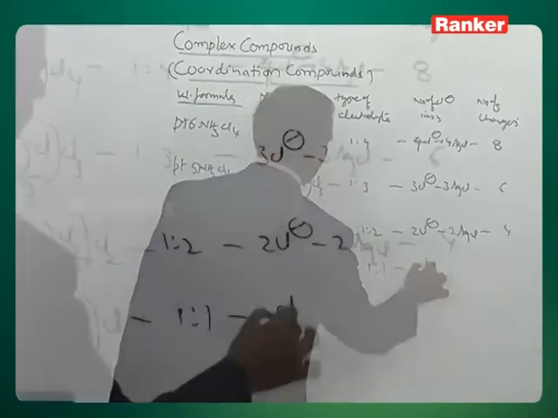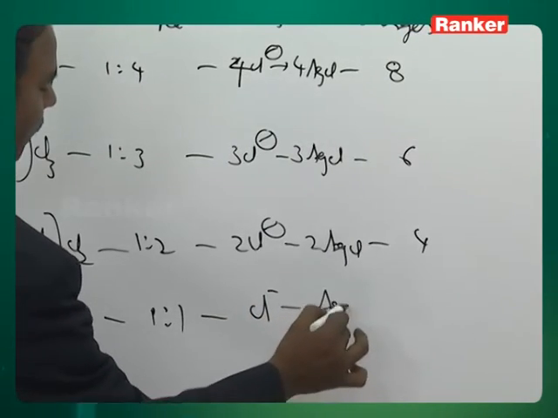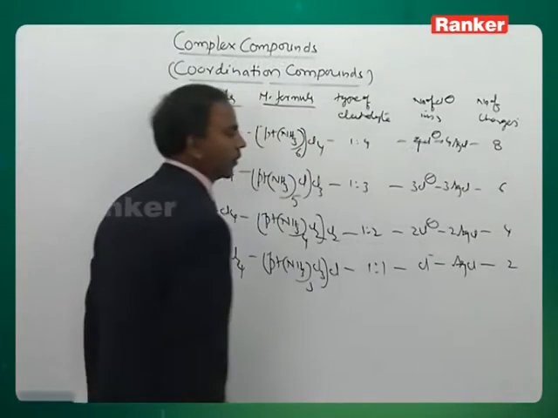Then for the number of chlorides, only 1 chloride is there outside, so 1 AgCl is getting precipitated. Total charges come to be 2.